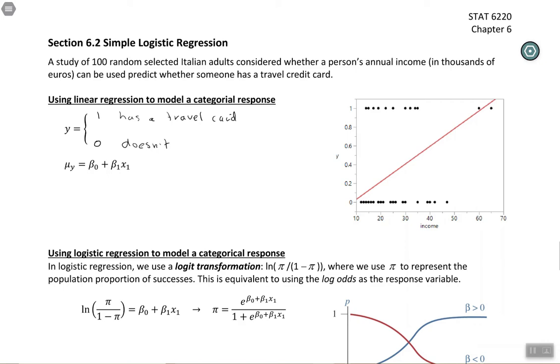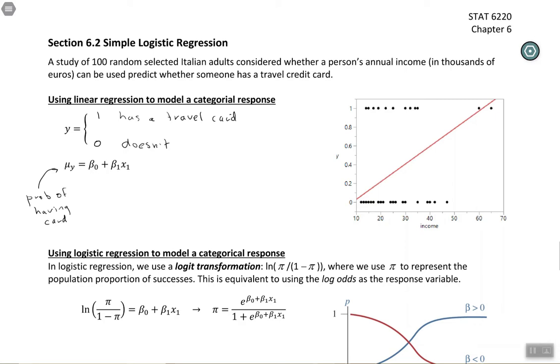So one thing that we could think about doing would be using a linear model and interpreting the line, the predicted values, in terms of the probability of having a card, right? So in the places where the line is higher, closer to 1, that means that the person is more likely to have a card. Lower means that they're less likely to have a card.